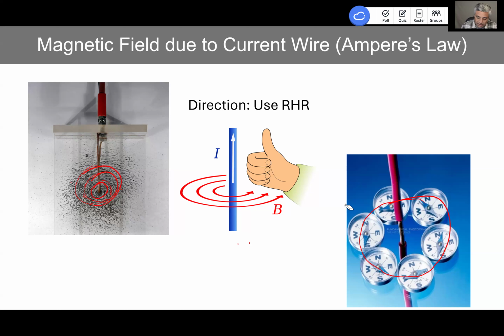So that's the direction we can find. And our finger kind of circulates, right? So it's a nice representation over there. So is it going to be circulating this way or that way? It's going to depend on whether current is going up or current is going down. Okay, so that's what happens.